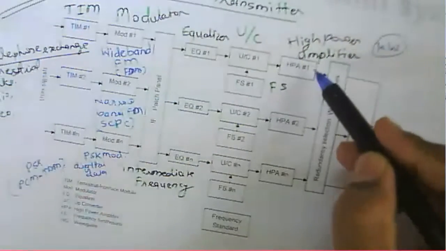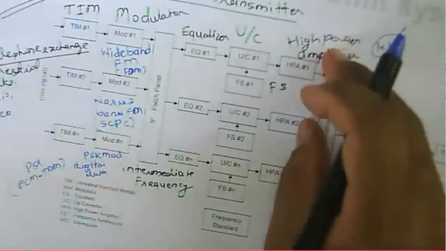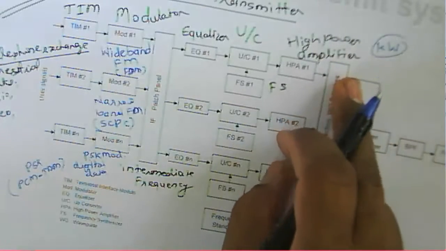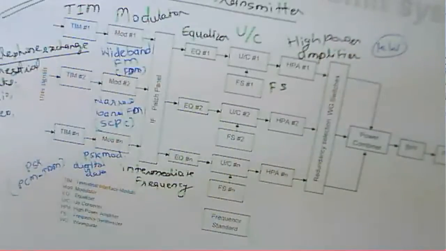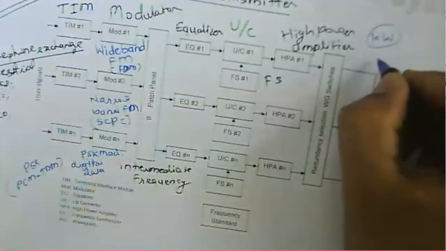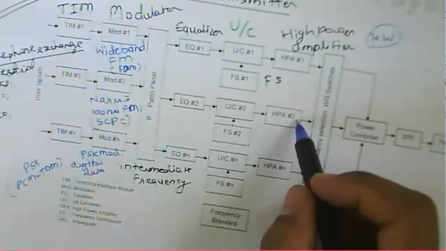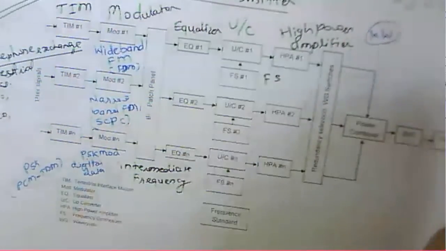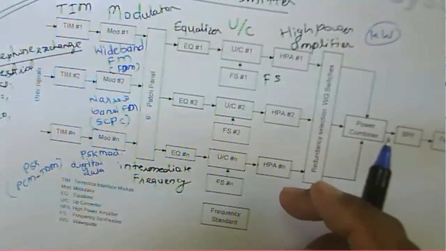And whatever high power is generated, either from the klystron or from the TWT amplifier, traveling wave tube amplifier, that will be monitored, and then that will be given as the input to the waveguide switches here.